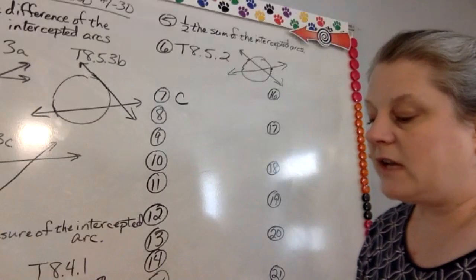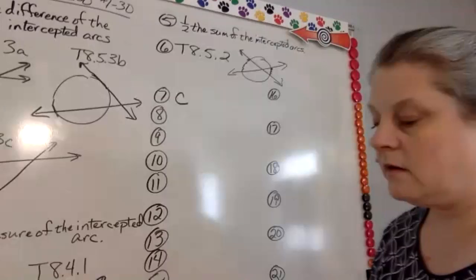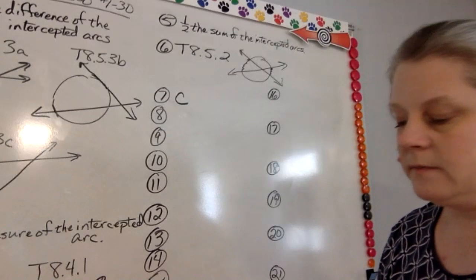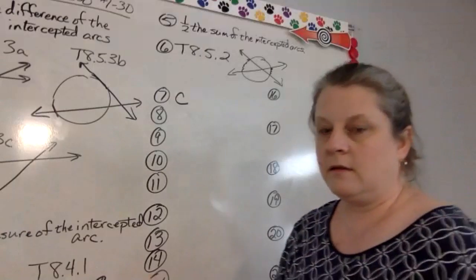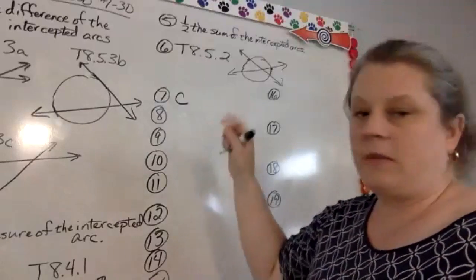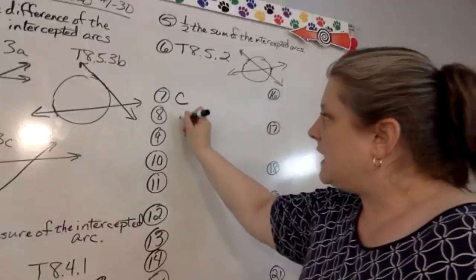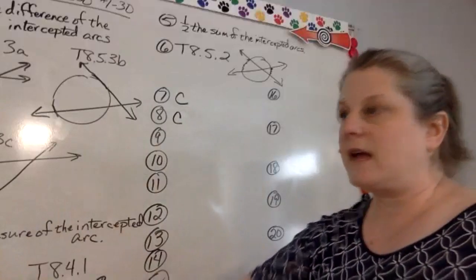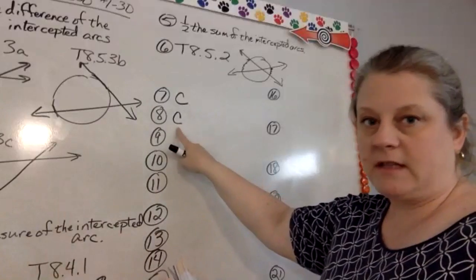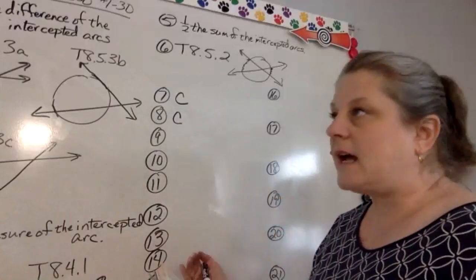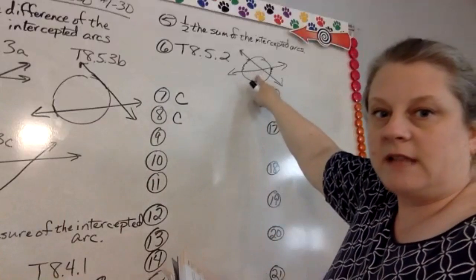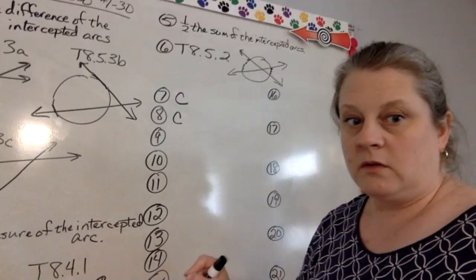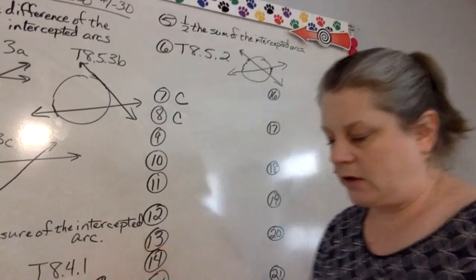Number 8, if you look at angle 2, is it inside or outside the circle? Outside. So is it going to be A, B, or C? C, half the difference. If it's outside of the circle where the lines meet, it's half the difference. If they meet inside the circle, it's half the sum, which was choice B. If they meet on the circle, it's half the actual arc measure.